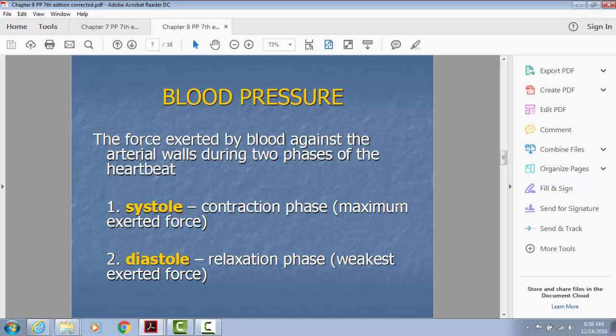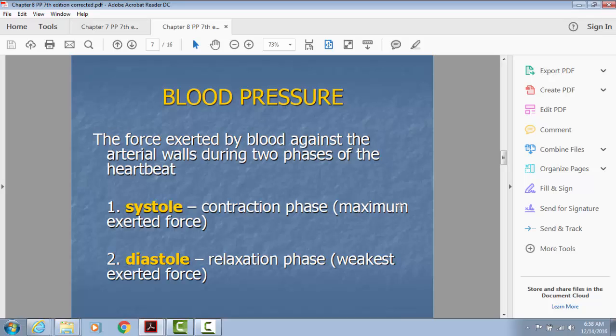Blood pressure, you have all heard of blood pressure, and you go to the doctor and they say, oh, your blood pressure is 120/80. And they say, well, that's good. But do you really understand what those numbers mean? Well, blood pressure is the force exerted by blood against the arterial walls during two phases of the heartbeat.